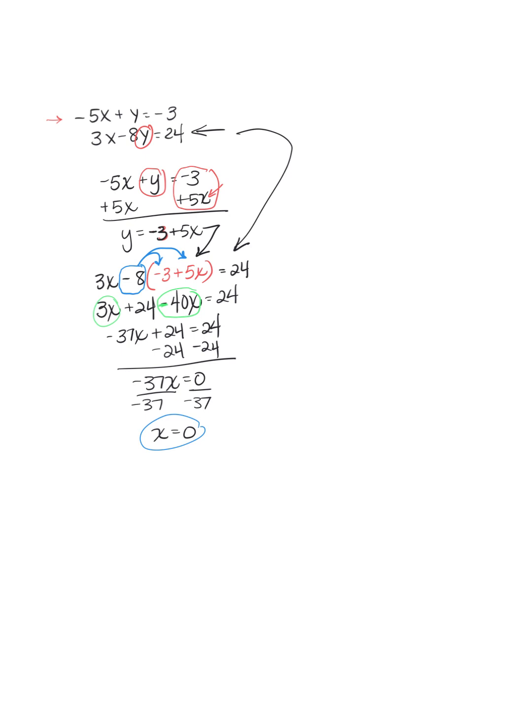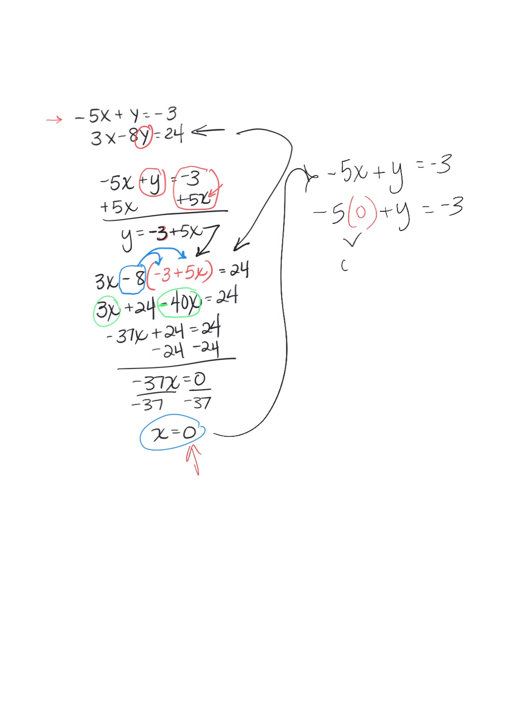We have our x. Let's figure out what y is. We're going to take our expression. It doesn't matter which one. I'm going to take the first one, negative 5x plus y equals negative 3. I forgot to substitute, didn't I? So negative 5 times 0, because that's what we said x is, plus y equals negative 3. Well, that's easy. Negative 5 times 0 is 0. So we're just left with y equals negative 3. And voila! We have our solution, 0, negative 3.